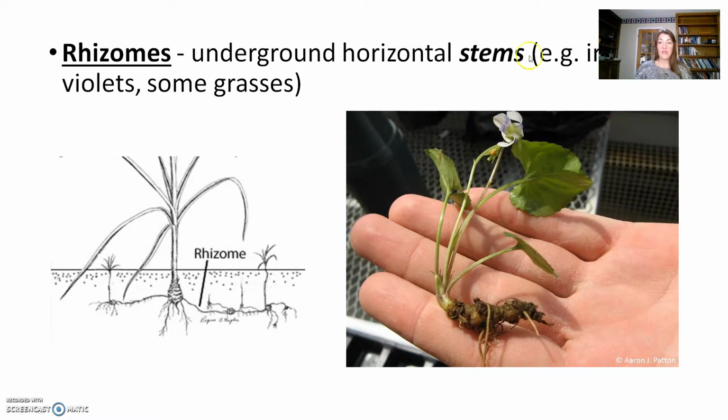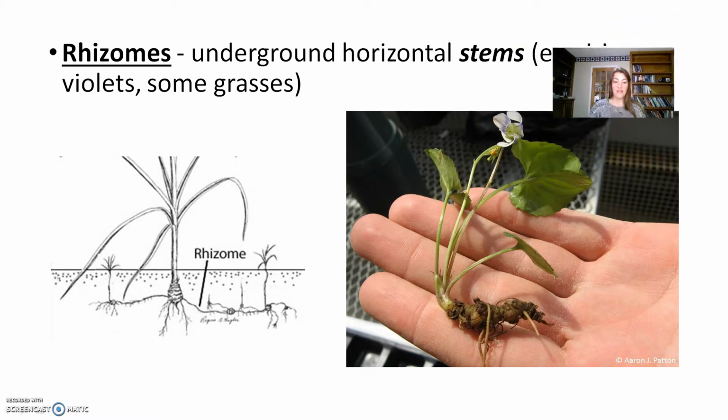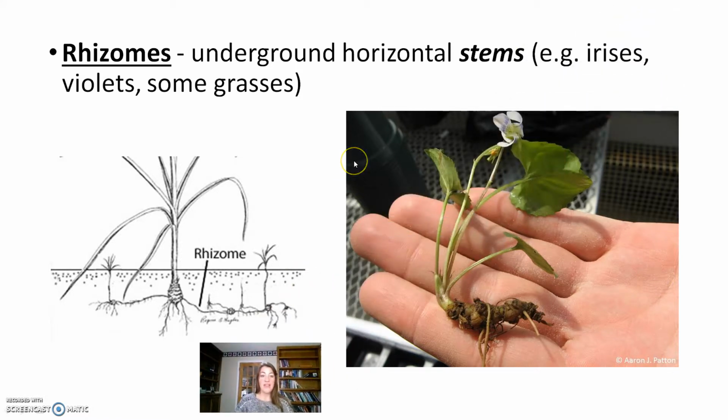Rhizomes are another type of specialized stem. These guys are very similar to stolons, except they're underground, and so they're horizontal stems. So irises, violets, and some other types of grasses have rhizomes. So that's when they're connected underground, and then they can make a new body of a plant coming up.